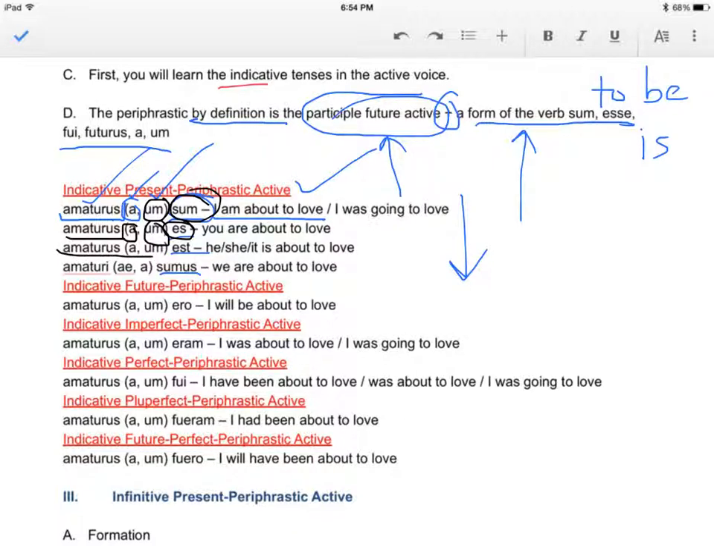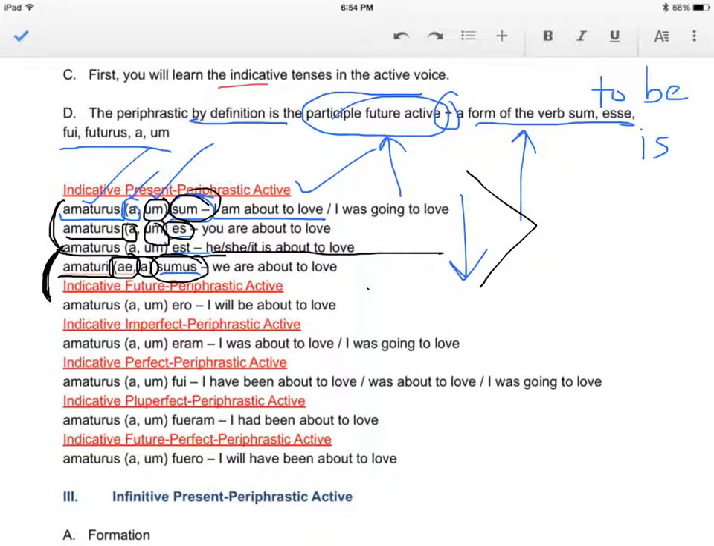When you get to the plural, we, you all, or they, everything beyond this black line, you have to make it plural: amaturi, amaturae, or amatura in the neuter. So the first three are singular: amaturus, amatura, amaturum. The second three, we, you all, and they, are plural, and so they would have to have the plural participle future active. Pretty complicated form right there.